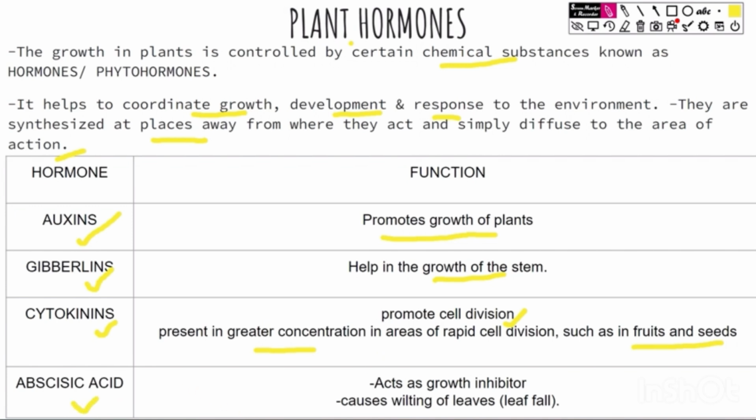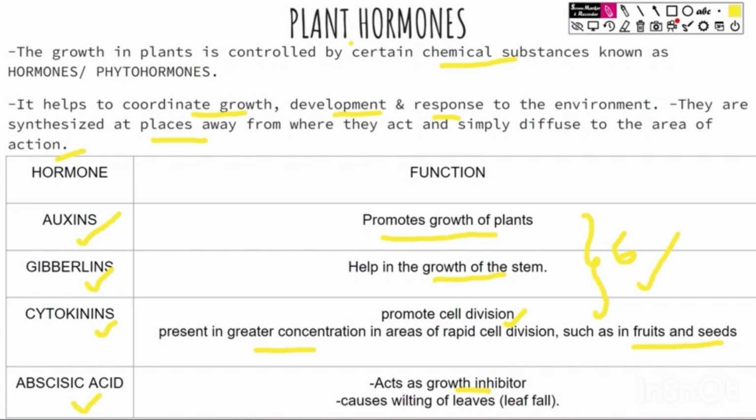Then we have the abscisic acid. Now all these 3 hormones, the auxins, gibberellins and cytokinins, are promoting growth. All these are promoting growth. So the plant cannot grow endlessly, the growth has to be stopped as well after some time. So abscisic acid acts as a growth inhibitor.